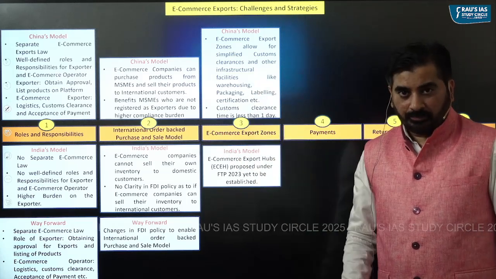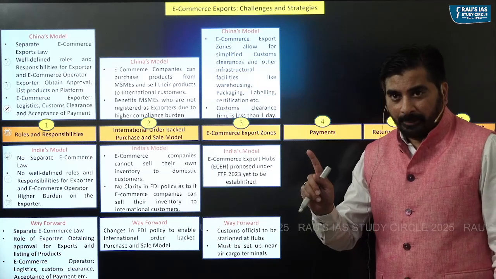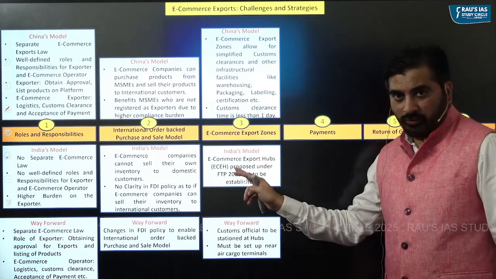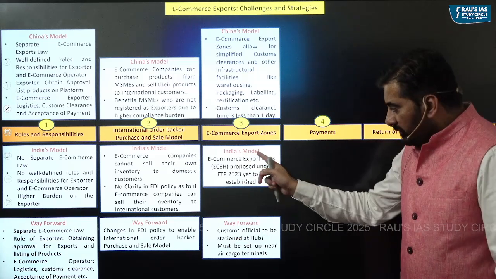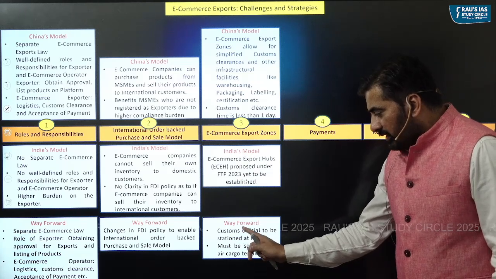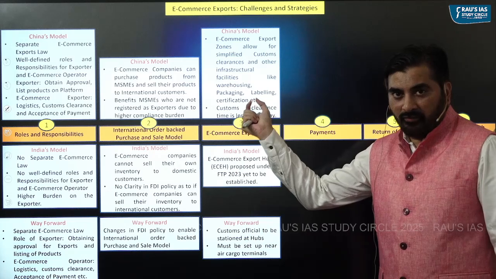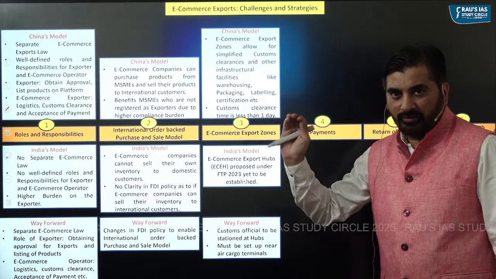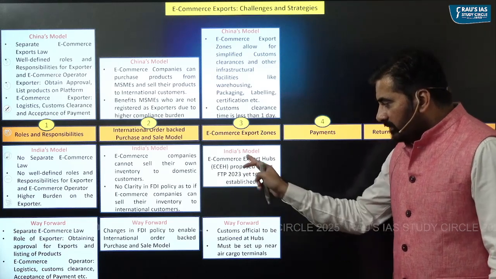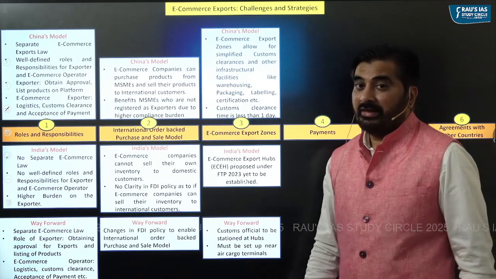Time is more. So the proposal here is, number one, we have to expedite setting up of e-commerce export zones. Second, in those e-commerce export zones, we must have a customs official stationed so that the time taken for customs clearances reduces to global standards. Apart from that, we must set up these e-commerce export hubs closer to the air cargo terminals.